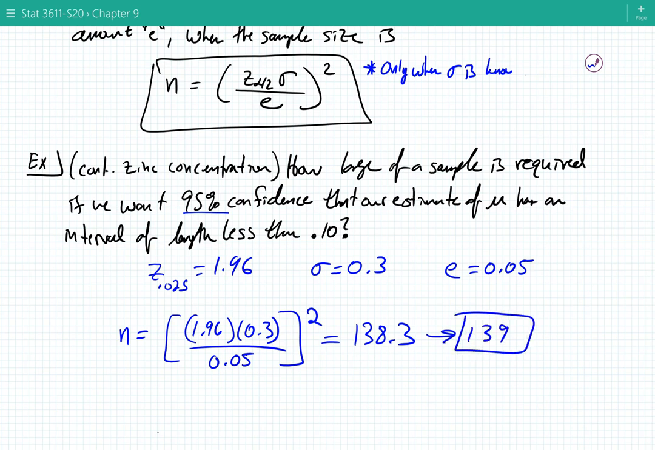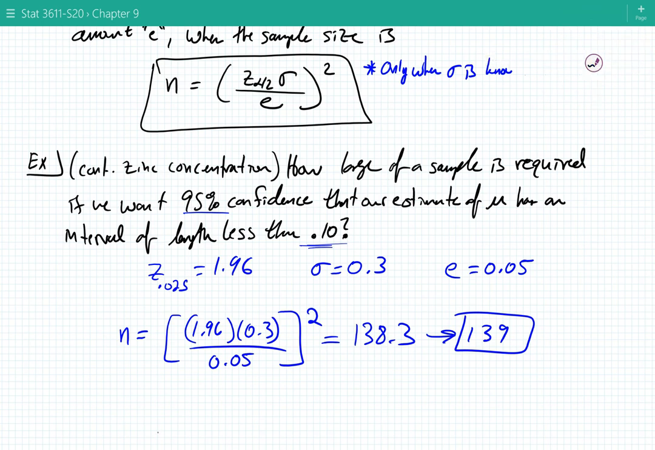And that'll be an even smaller interval than length 0.10 because we've rounded up a little bit. If we had exactly a sample of 138.3, then we'd get an interval of exactly 0.10. If we took a sample size of 138, our interval would be larger than 0.10. So we want 139.